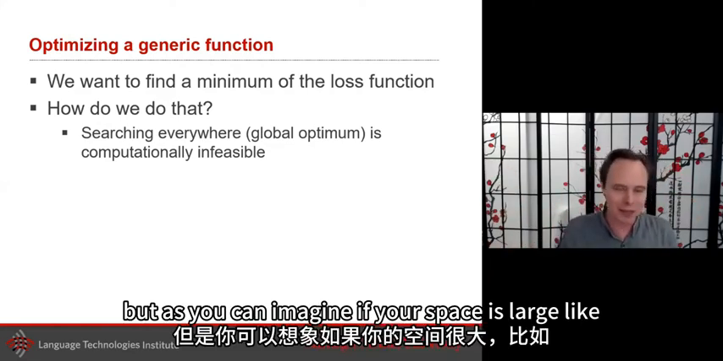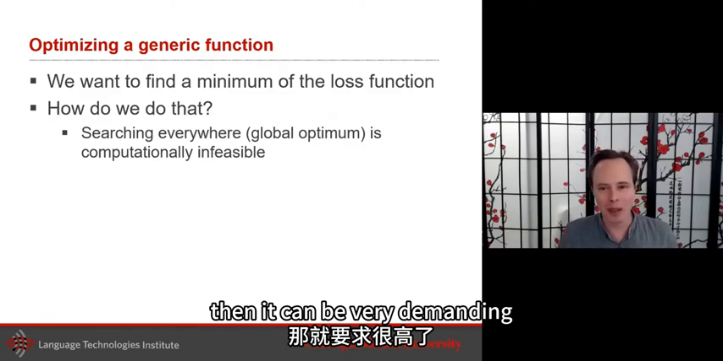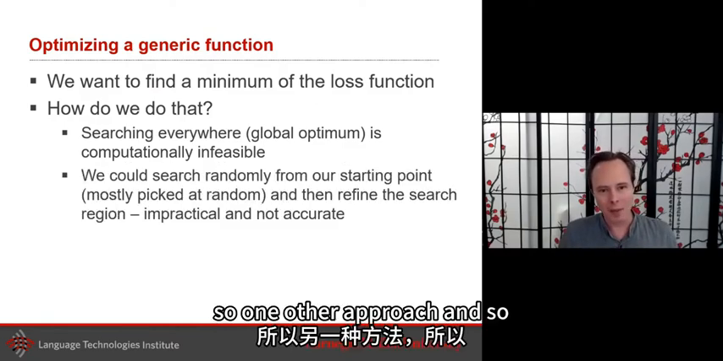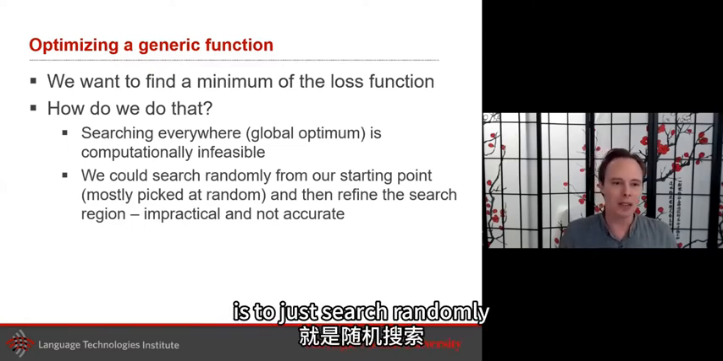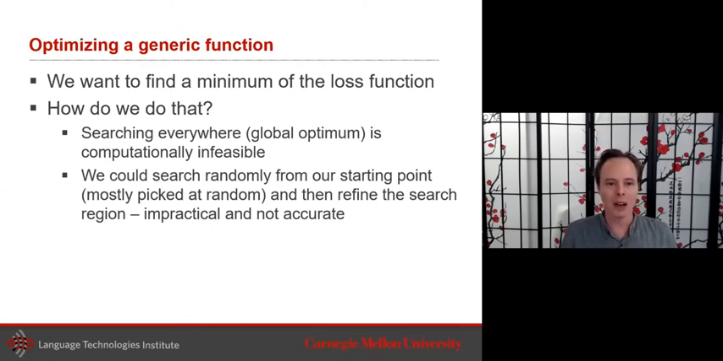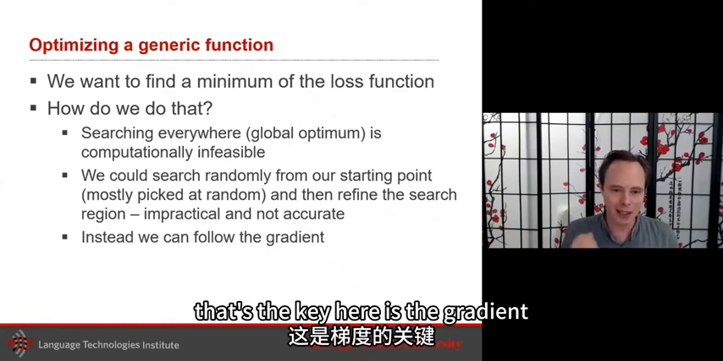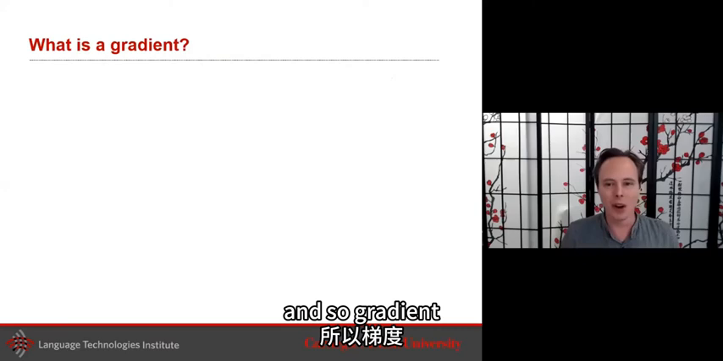But as you can imagine, if your space is large, like a space like, let's say, Switzerland, then it can be very demanding. So one other approach is to just search randomly and then refine that search. To refine that search, that's the key here, is the gradient.